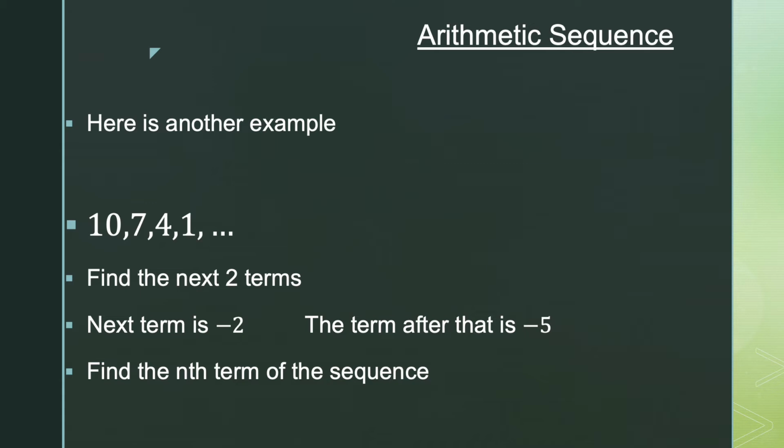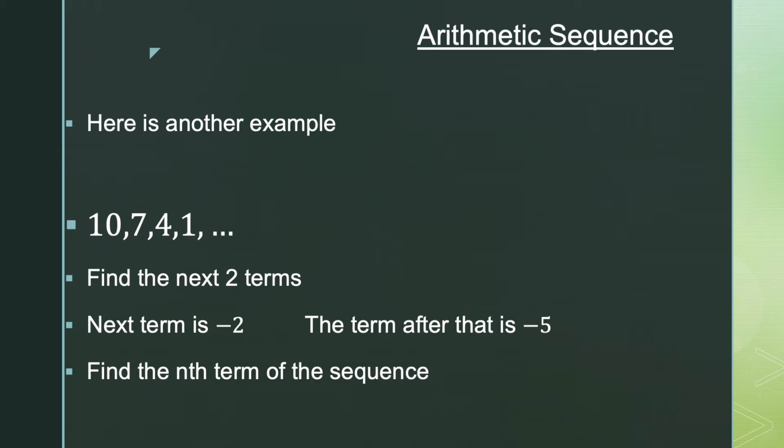Minus 6 add 13 gives me 7. Again, minus 9 add 13 is 4. Minus 12 add 13 is 1. So my nth term is minus 3n plus 13, or I can write it as 13 minus 3n. Either way is correct.